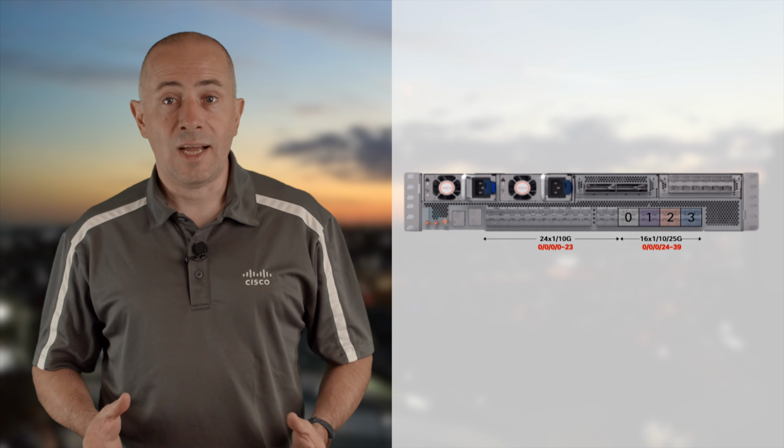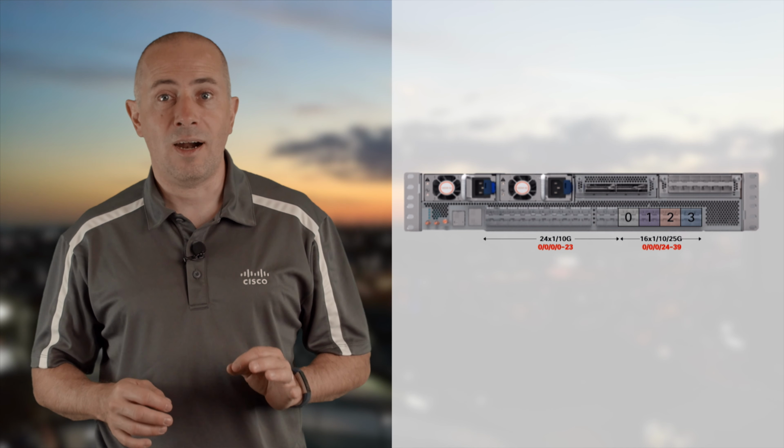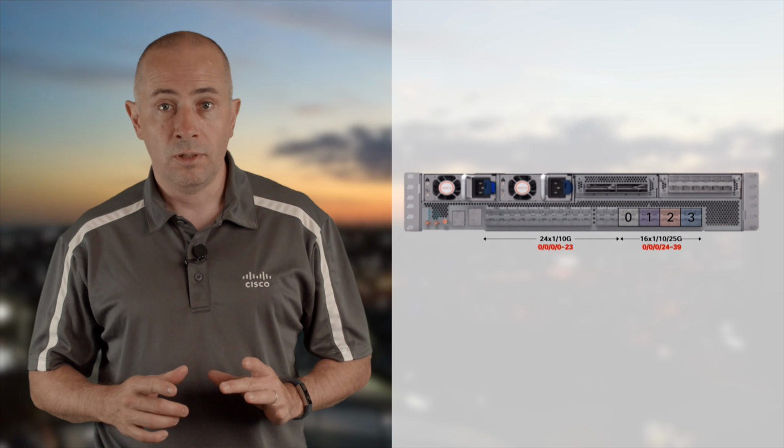On the 3 routers I just listed, the ports are activated in blocks of 4. Something we call a quad. By default, the ports are configured in 25 gig mode.